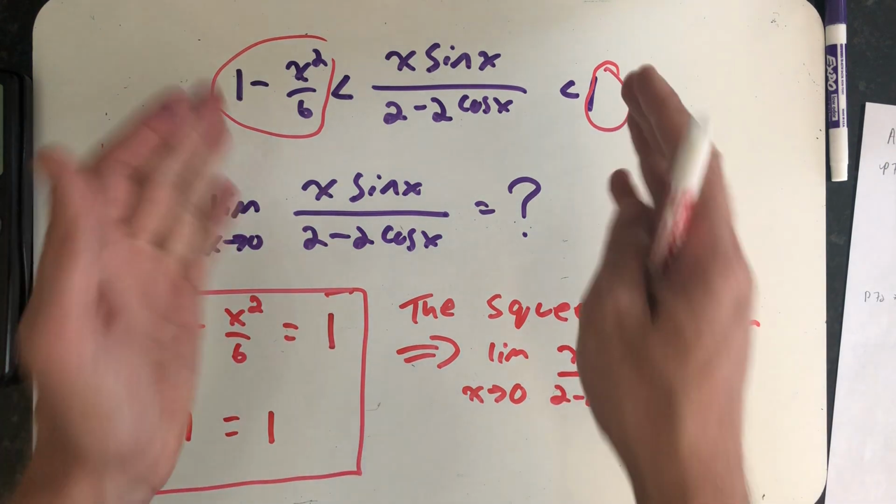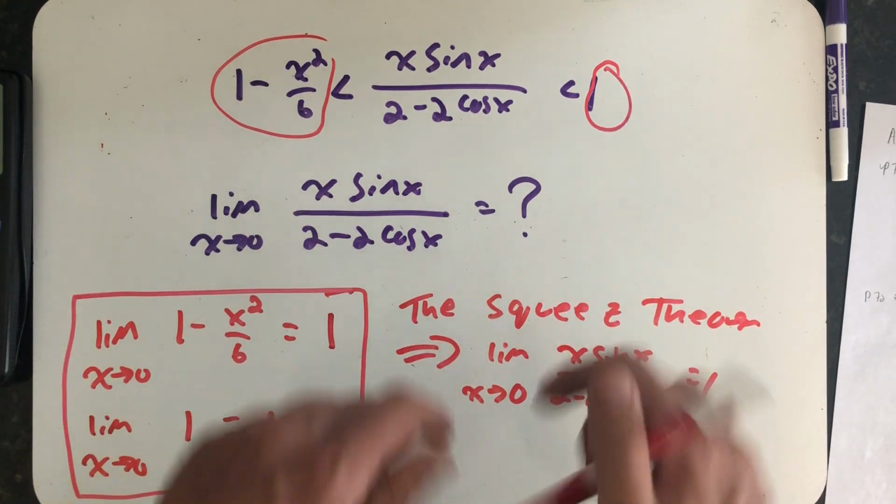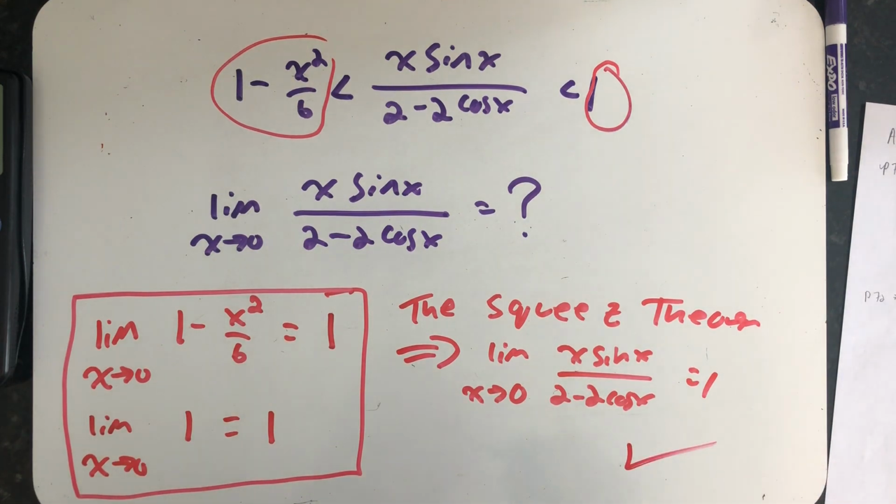I have a function that's bound between two other ones. If I can evaluate these easier limits, then I'll know that one. All right, those were my two problems. I hope that helps.